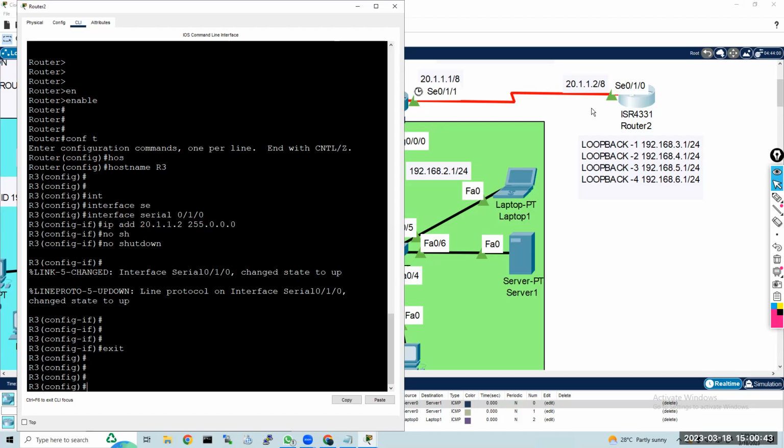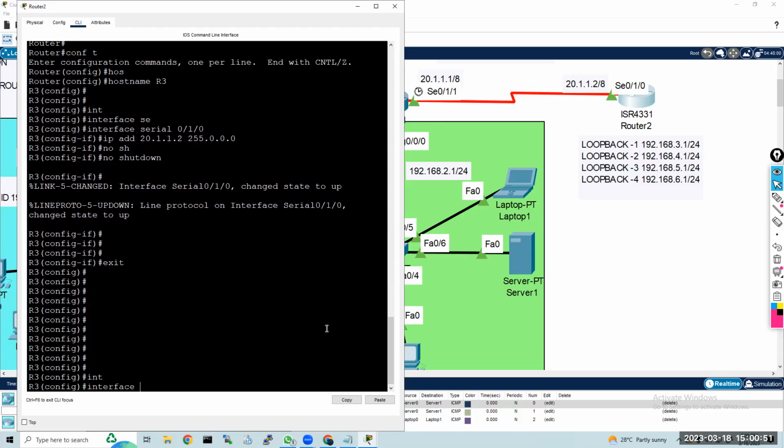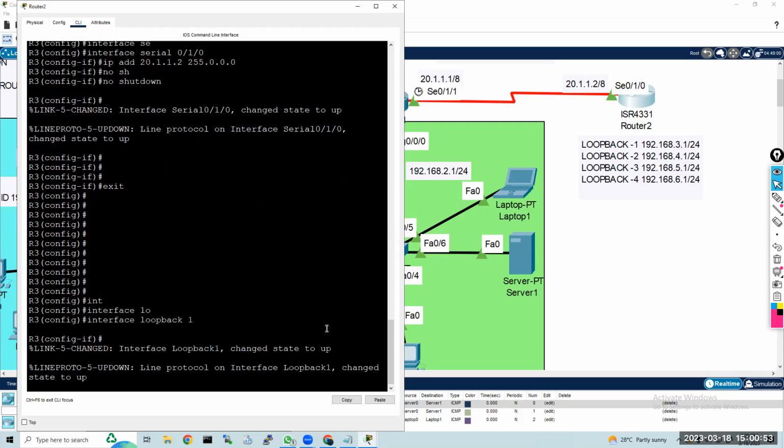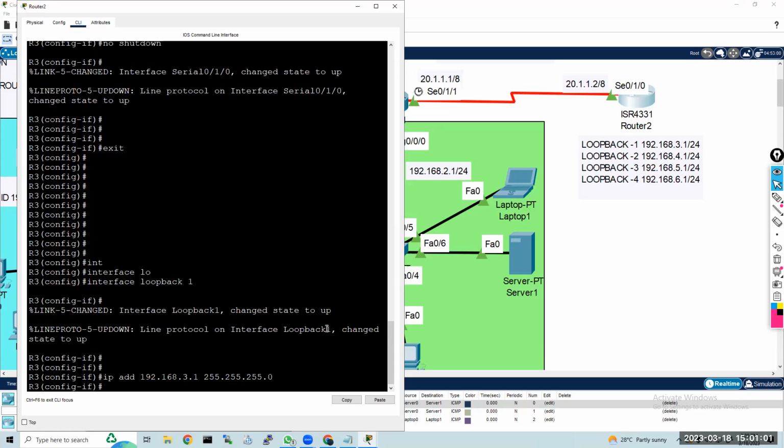Okay, so now I should create loopbacks, correct? Interface loopback 1. What is the IP address? 192.168.3.1, 255.255.255.0. For a loopback, we should not use no shutdown. The moment you create the loopback, it will automatically come up because it is a virtual interface. This is not a physical interface.